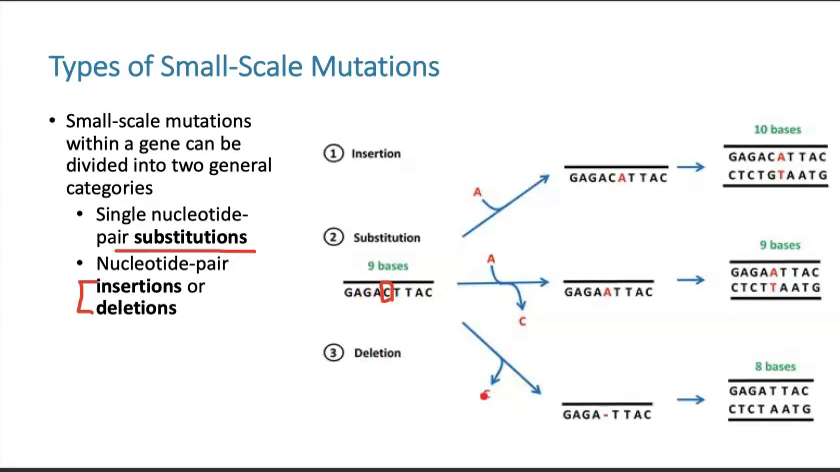With a deletion, we remove a letter. Here we're removing that C that I mentioned before. And now we only have 8 bases. Again, these are small-scale point mutations.